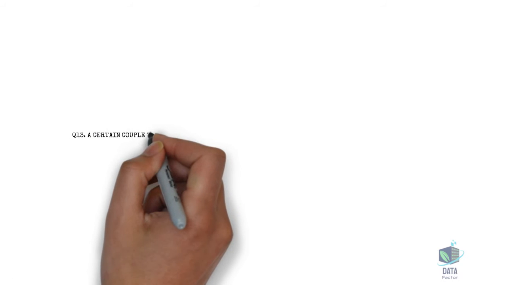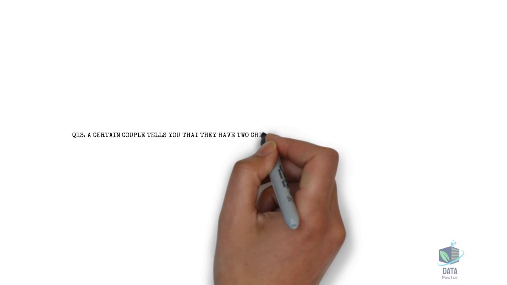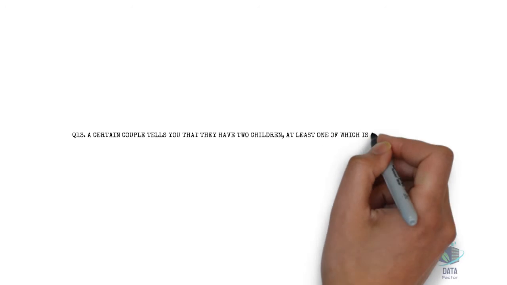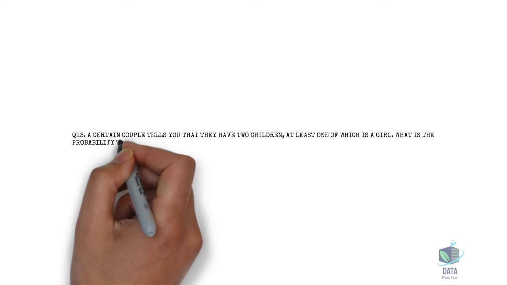Question 13. A certain couple tells you that they have 2 children, at least one of which is a girl. What is the probability that they have 2 girls?